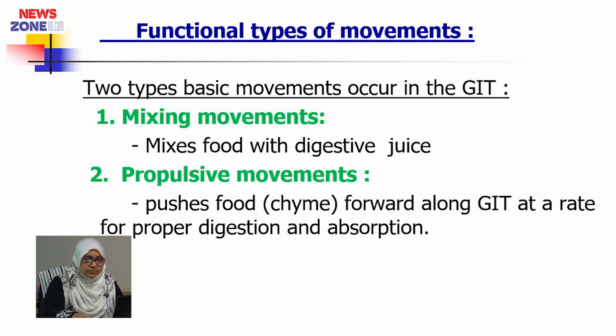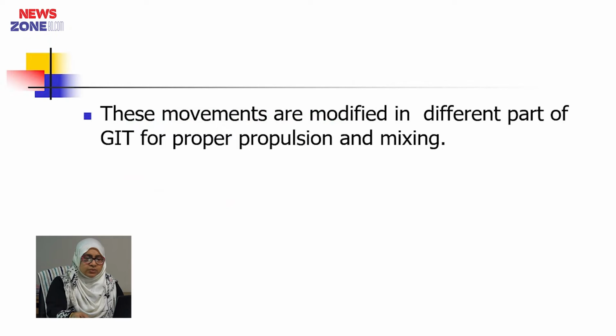Now let us go to the main topic, that is the movements of GIT. In this item we will discuss the movement of the GIT and the different reflexes of the GIT. GIT basically has two types of movement, that is mixing movement and propulsive movement. Mixing movement mixes the food with the gastric juices, and propulsive movement pushes the food forward along the GIT at a rate for proper digestion and absorption. These movements are modified in different parts of the GIT for proper propulsion and mixing.